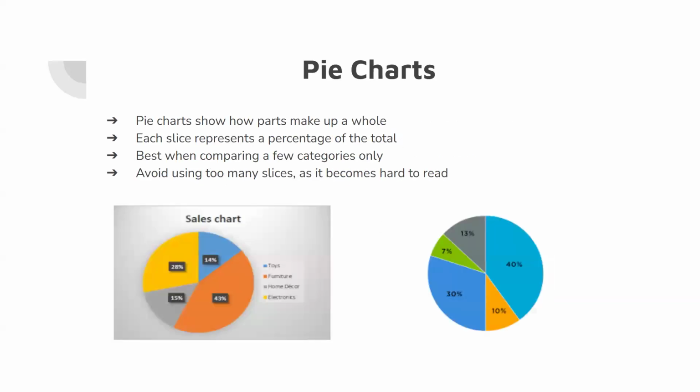Pie charts. Pie charts show how parts make up a whole. Each slice represents a percentage of a total. So you can see in the left one, the sales one, the orange represents furniture, the yellow represents electronics, and the gray represents home decor. It's best when comparing a few categories only, so like 4 to 5 only. Avoid using too many slices as it becomes hard to read. So only use it when you're using fewer categories.